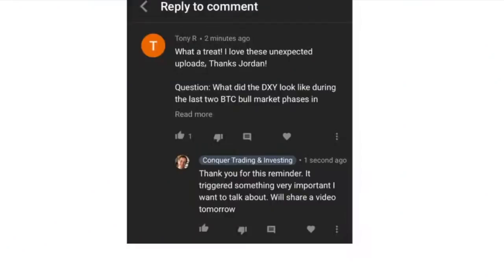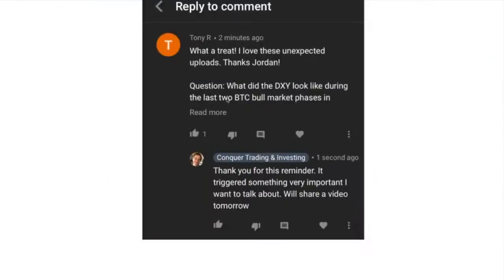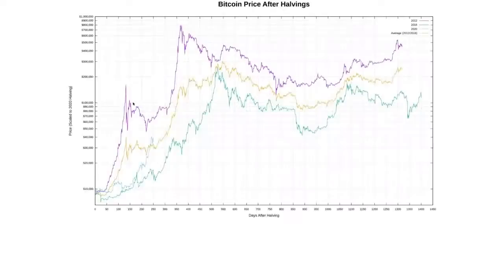So this is over here. The question is, what did the DXY look like during the last 2 Bitcoin cycles? We're often looking at cycles, right?